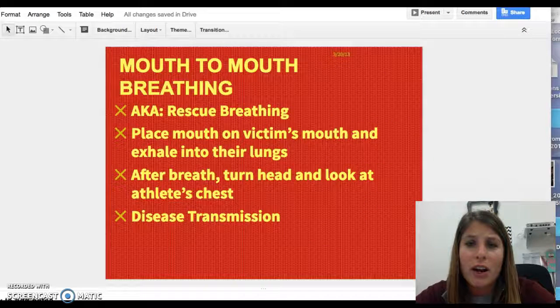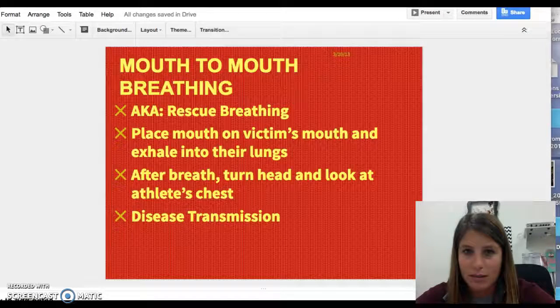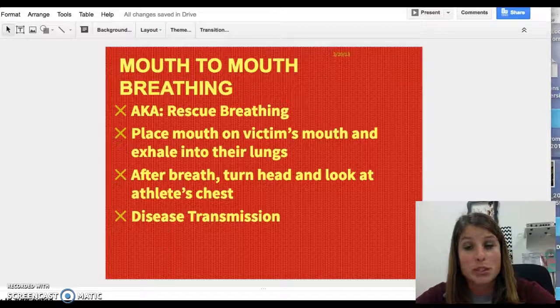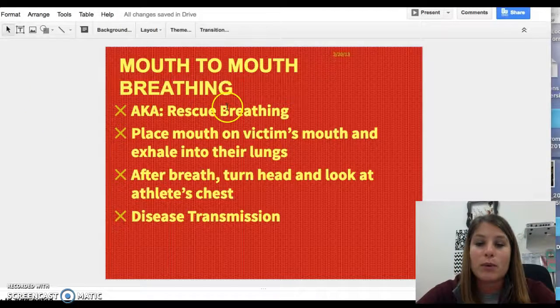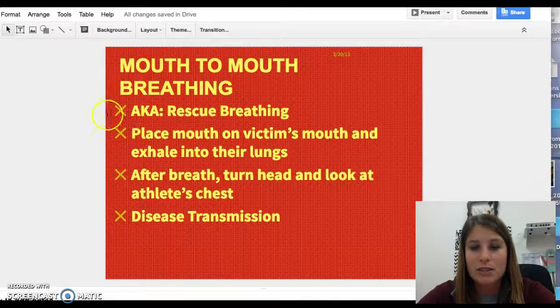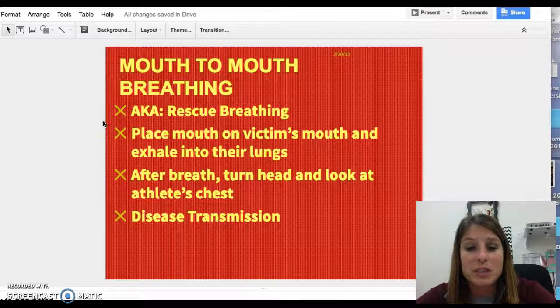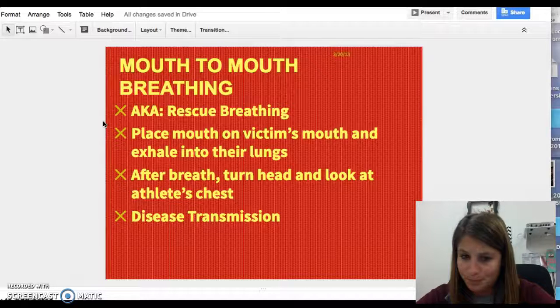The first part of primary first aid that we will cover today is mouth-to-mouth breathing, where you as a rescuer are breathing for your victim. This is also known as rescue breathing. You are going to place your mouth on top of your victim's mouth and inhale into their lungs. We will be practicing this with the dummies.